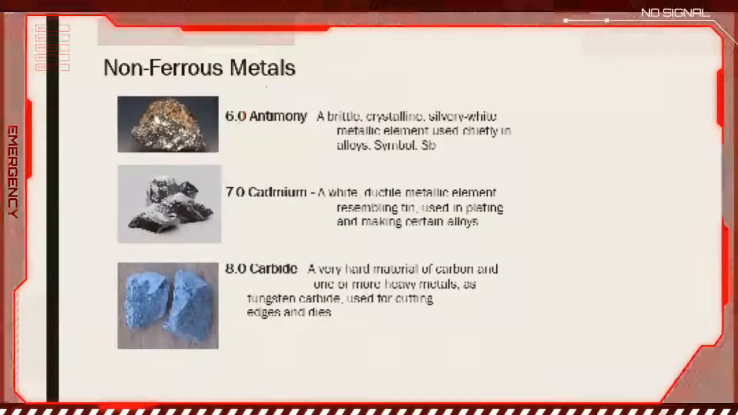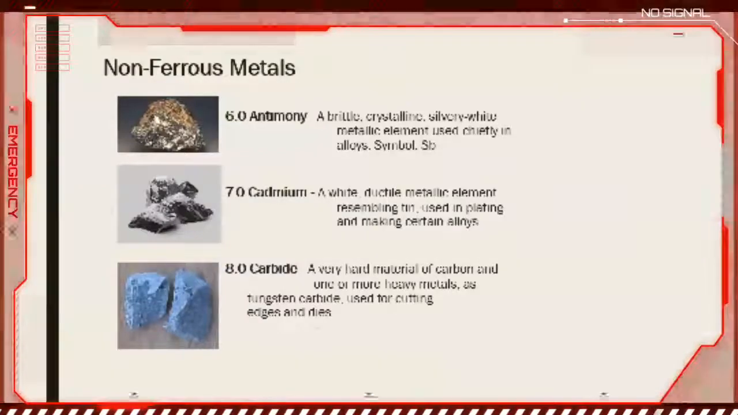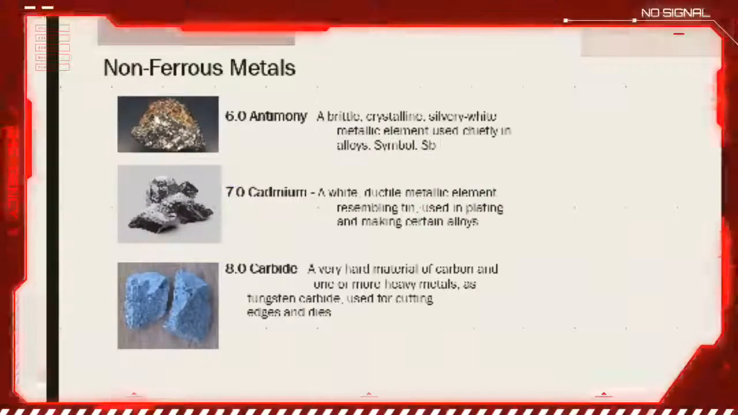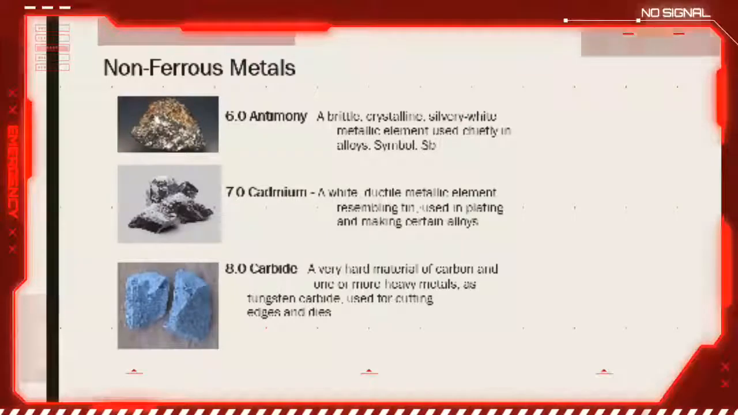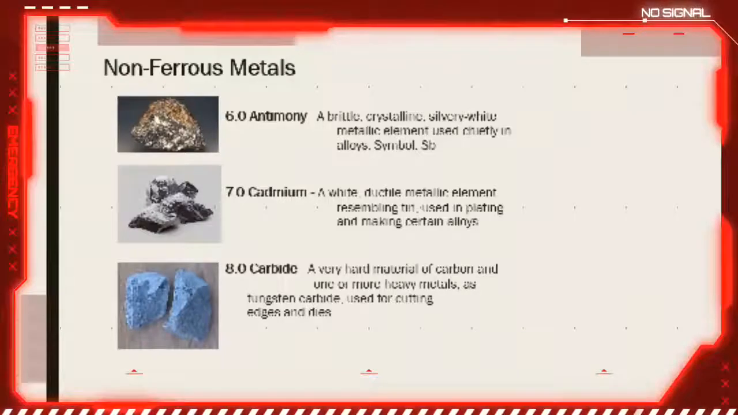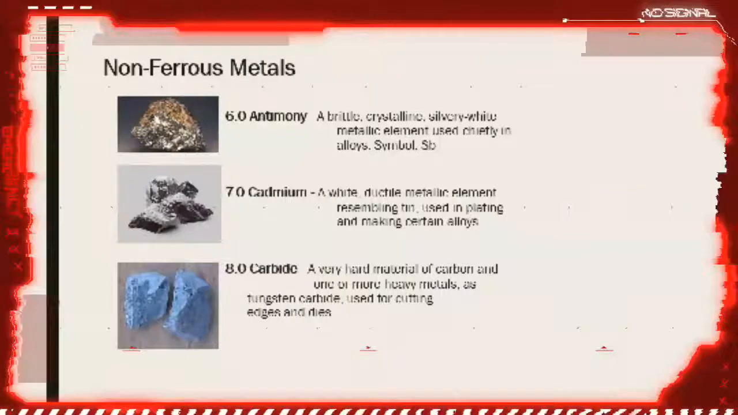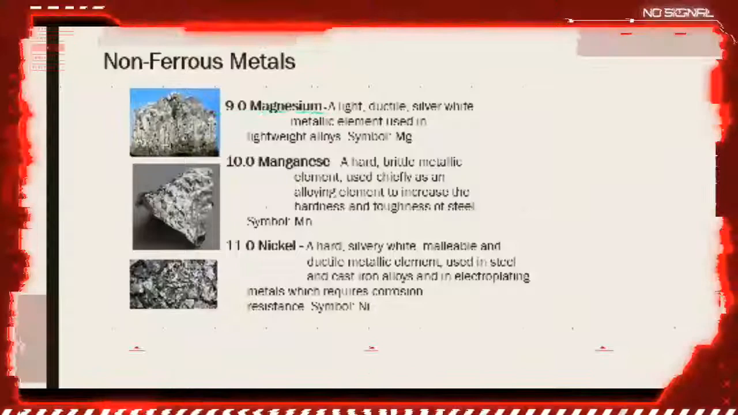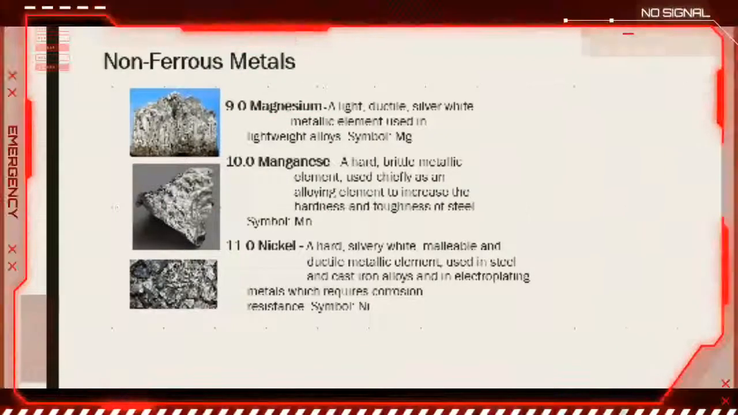Okay, now we have antimony, a brittle crystalline silvery white metallic element used chiefly in alloys, the symbol being Sb. Cadmium, a white ductile metallic element resembling tin, used in plating and making certain alloys. Carbide, a very hard material of carbon and one or more heavy metals, as tungsten carbide used for cutting edges and dies. Next is magnesium, a light ductile silver-white metallic element used in lightweight alloys, symbol Mg.